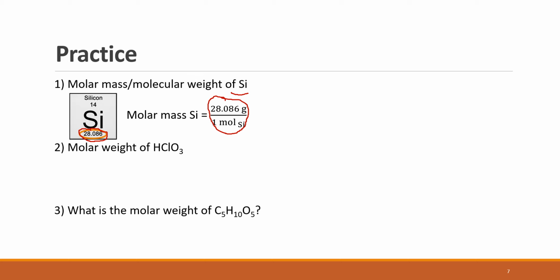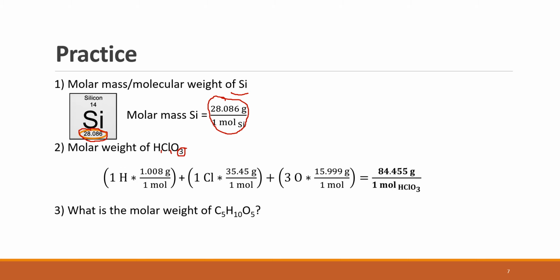Now, the next problem is the molar mass, or molecular weight, of HClO3. So for this one, there is a chemical formula. So you need to go through the steps of multiplying how many atoms there are of hydrogen by the mass of hydrogen, how many atoms there are of chlorine times the mass of chlorine, how many atoms there are of oxygen times the mass of oxygen on the periodic table, and then adding all those values together. So here we're showing how that works.